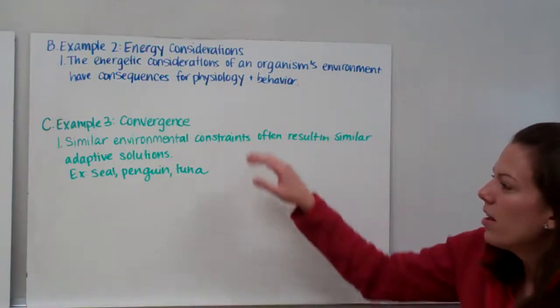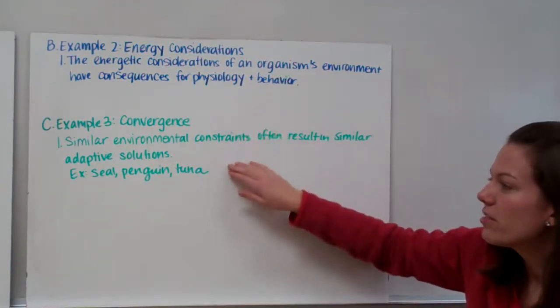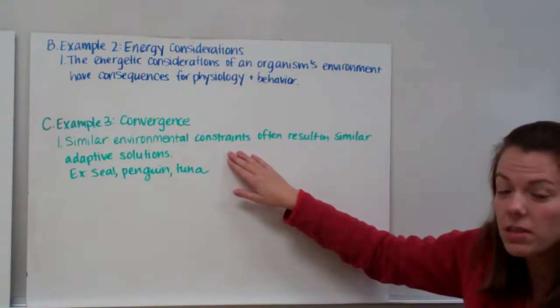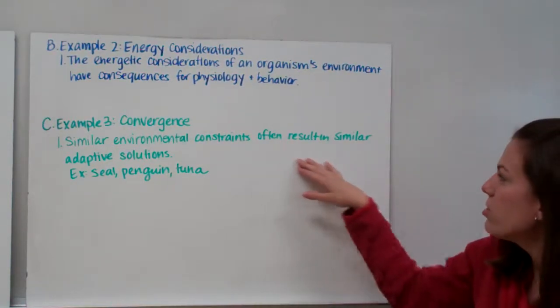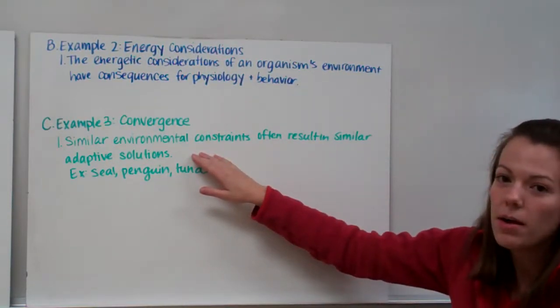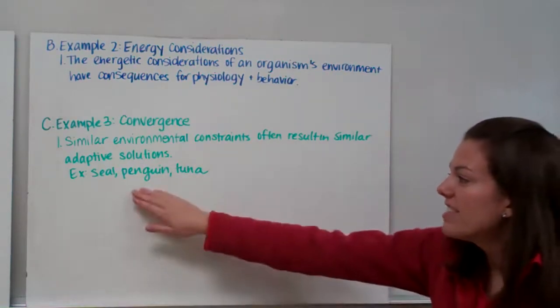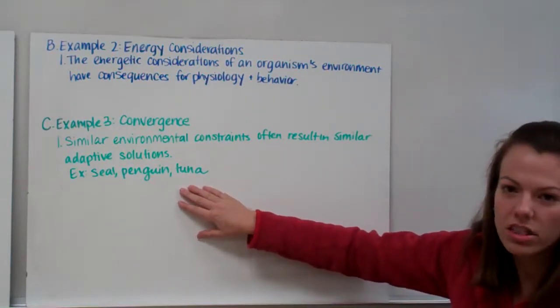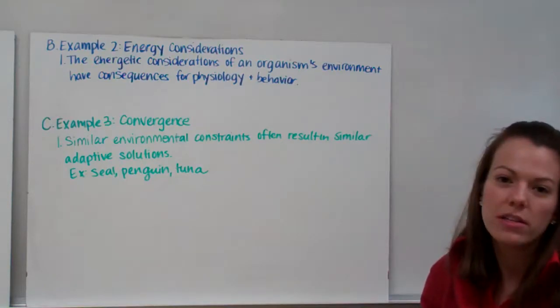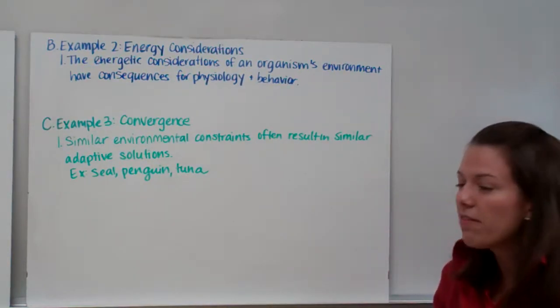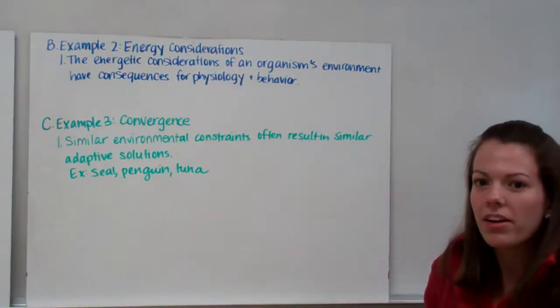And so the energy in our environment somehow affects our behavior and sometimes affects our physiology as well. And our last example is convergence. So similar environmental constraints will lead to similar adaptive solutions. So for example, a seal, a penguin, and a tuna are not closely related, but their body structures are very similar in that they're streamlined and they have fins and flippers in order to swim better in the ocean.